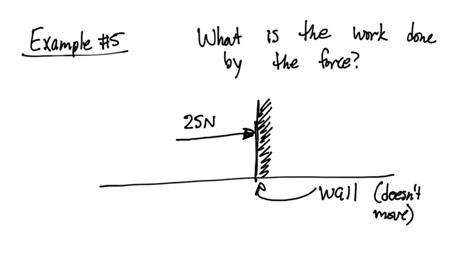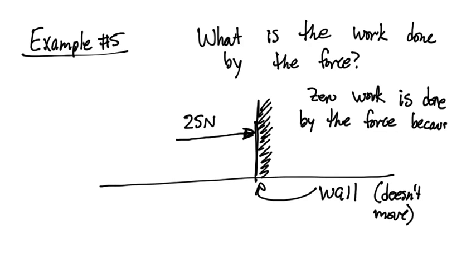Example 5, let's say we have a force that's pushing against a wall that doesn't move. How much work is done by this force? Well, because there is no displacement, there's 0 work done. If you push on a wall with 25 newtons, you are not doing any work on that wall. You might be doing work on your muscles because your muscle fibers are moving back and forth to produce the force, but you're not doing any work on the wall.